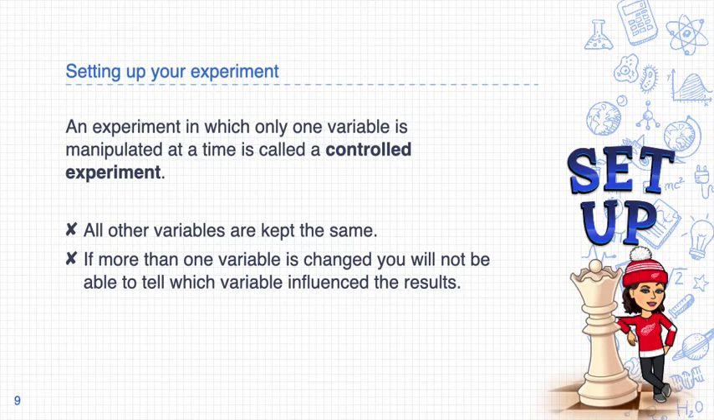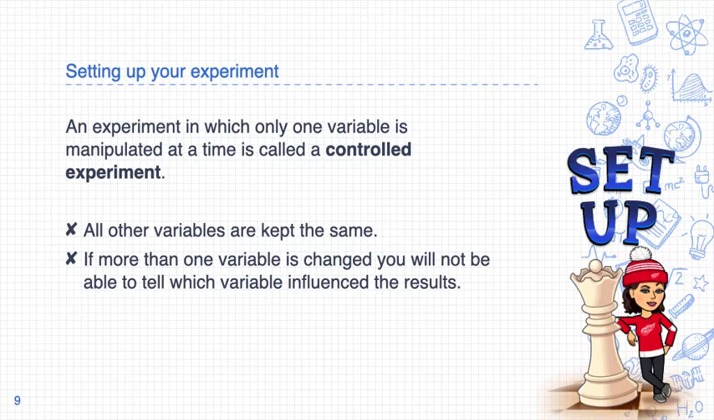An experiment in which only one variable is manipulated at a time is called a controlled experiment. All other variables are kept the same, meaning everything else in your experiment except what is being manipulated is the same. If more than one variable is changed, you will not be able to tell which variable influenced the results.